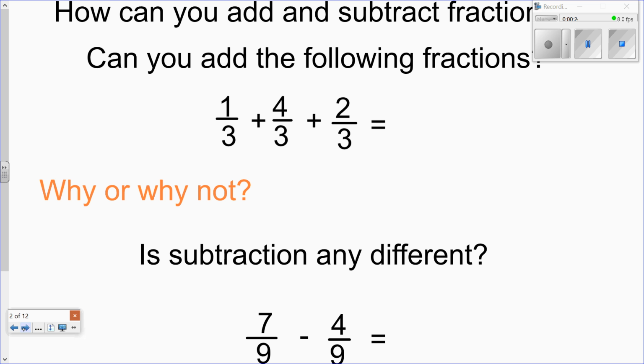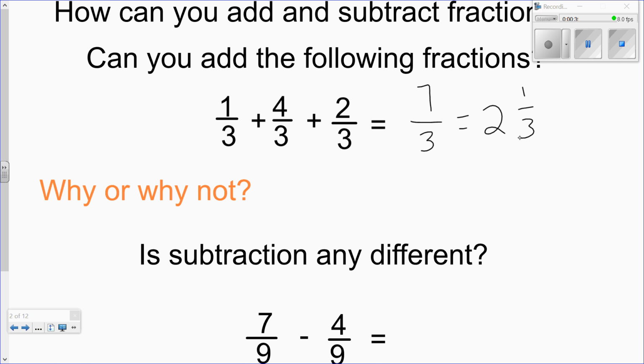Therefore, we would add the numerators, so 1 plus 4 plus 2 gives me 7, and the denominator would stay the same. Then you would also want to simplify this, and this would actually equal 2 1/3. We've already learned how to do that.